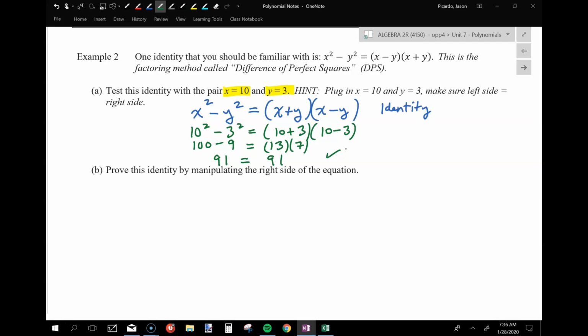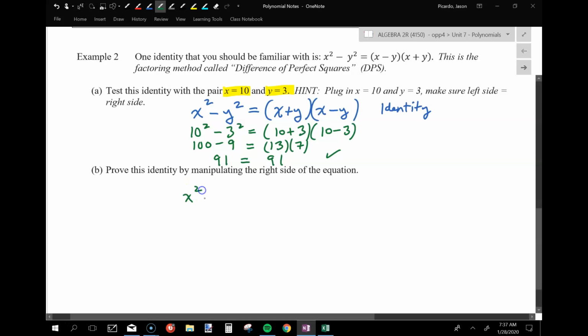Now, here's the problem, right? This is not considered, I'm going to use an ugly word for the geo students, a mathematical proof. Why is this not a mathematical proof? Because a mathematical proof has to encompass all possible cases of x and y, not just the case of 10 and 3. So if this is an identity, then algebraically, I should be able to get one side of the equation to look exactly the same as the other, right?